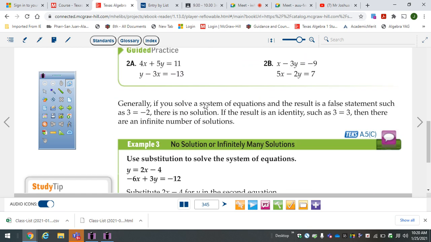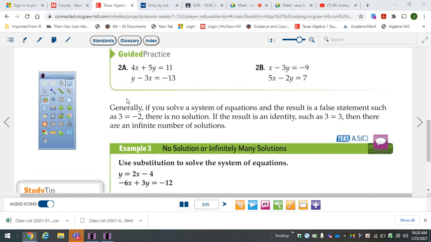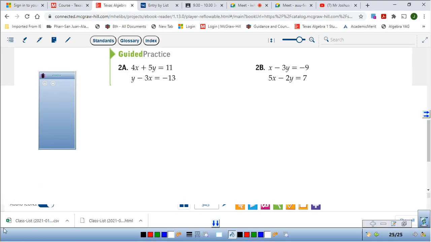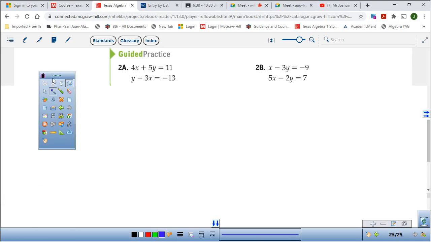Okay, let's go and try 2a. Rewind that one in case you didn't understand it. The same thing as example 1. The only thing is, in these two, I don't have it as y equals or x equals. So what I'm going to do is look for which one I can get to y equals or x equals faster, easier. Oh, guess what I noticed on the bottom one? That one's really easy to get y by itself. All I have to do is add 3x.